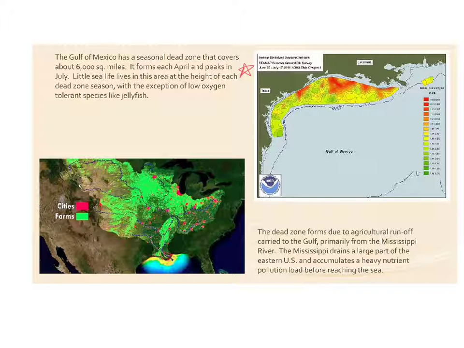So you can see right here, this is the Gulf of Mexico. The more red the area, the lower the DO, and the greener the area, the higher the DO.